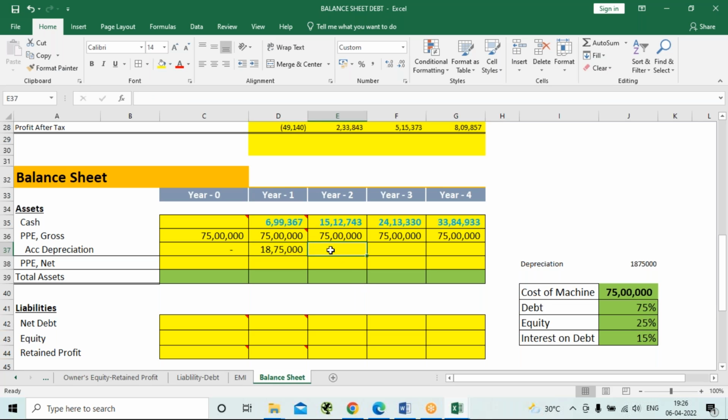So for the next year, it will be equal to 18,75,000 plus the previous year depreciation value. Then the third year, again it will be equal to 18,75,000 plus the previous year depreciation value. In the same way, it equals current year depreciation value plus previous year depreciation value. So by the end of the tenure, it has to match the same value of the asset.